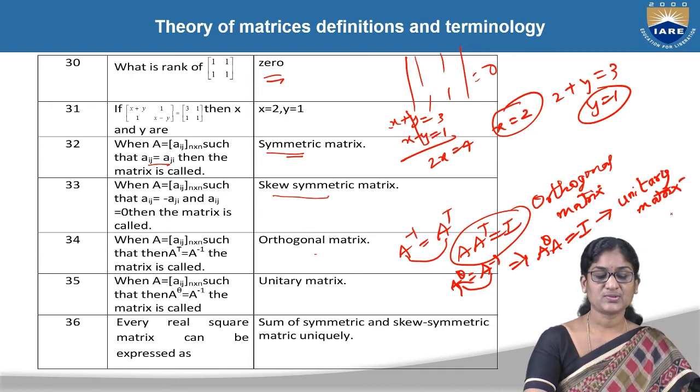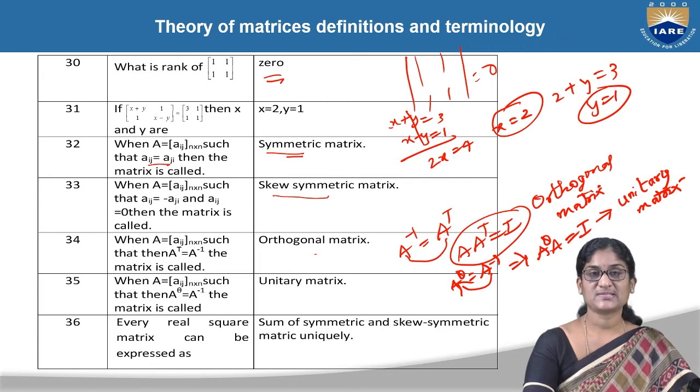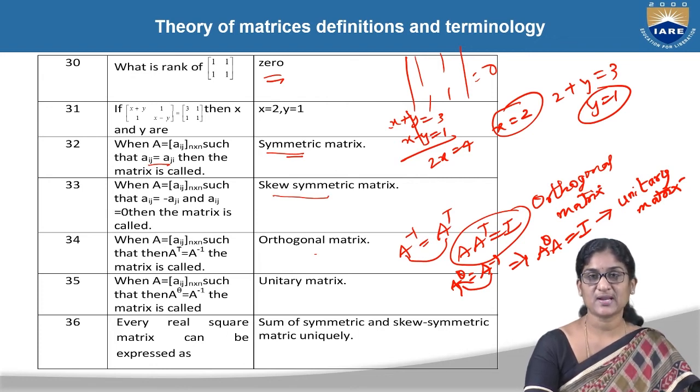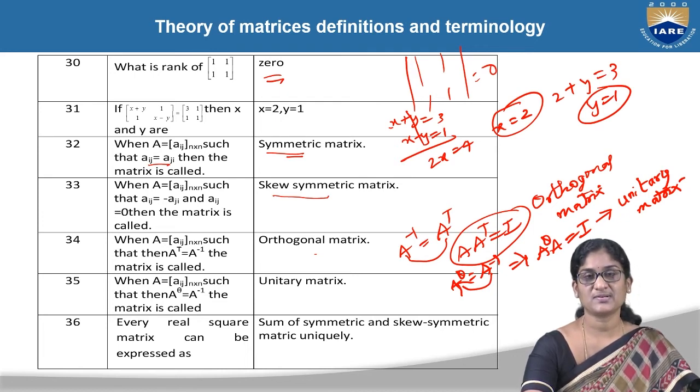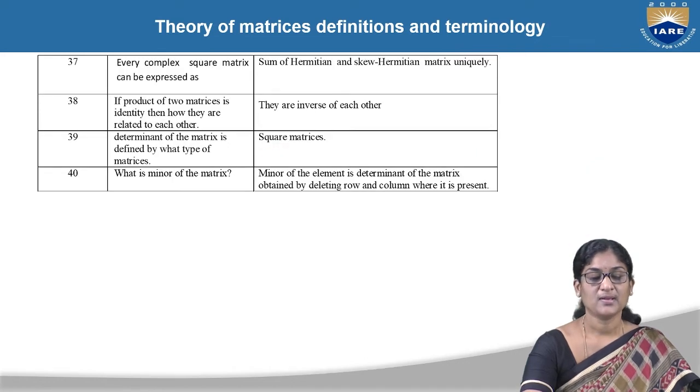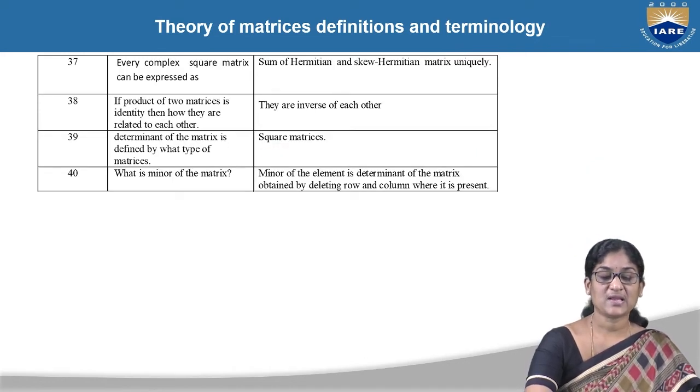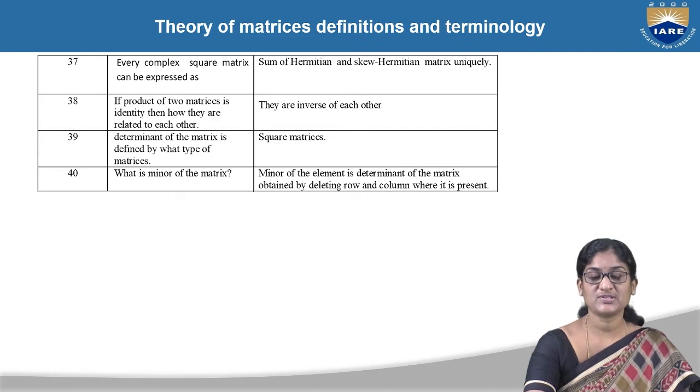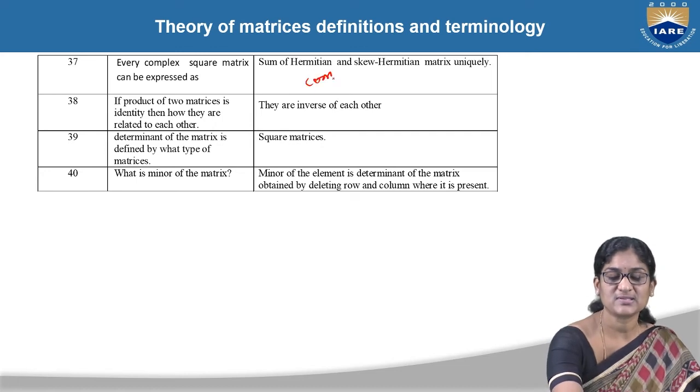Next, every real square matrix can be expressed as the sum of a symmetric and a skew-symmetric matrix uniquely. Next, every complex matrix can be expressed as the sum of a Hermitian and a skew-Hermitian matrix uniquely. These two properties are the same. One property is on real matrices and this property is on complex matrices.